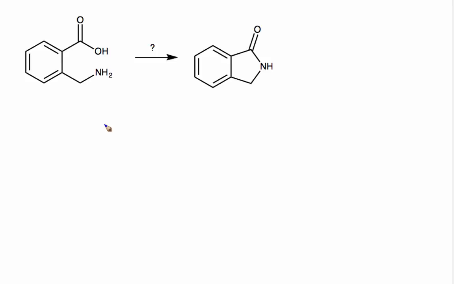So in this problem, we're just trying to figure out what reagents we need to affect this conversion here. So we start out with an amine and a carboxylic acid tethered together in a molecule, and we're basically just doing an intramolecular reaction because everything's happening within this one molecule. And then what we're getting out of this is a cyclic amide, which we know is a lactam.